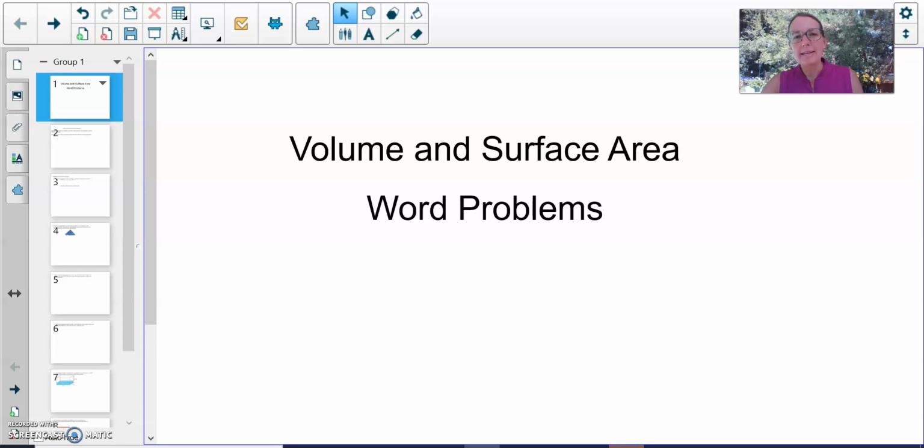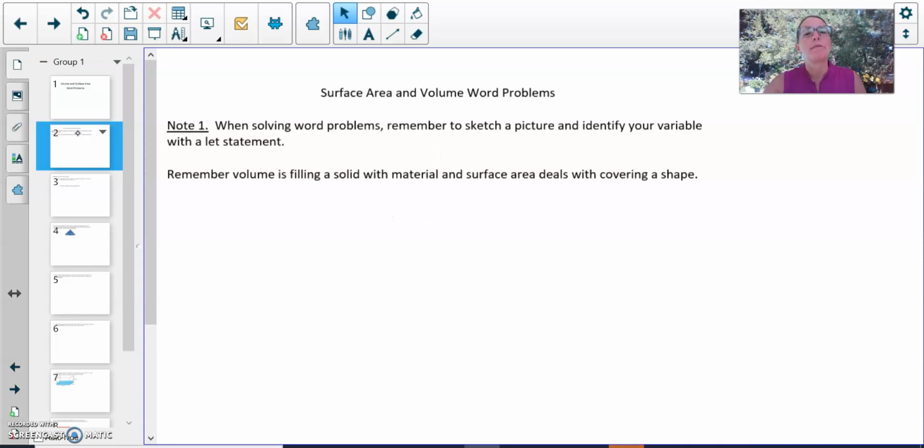Hi everyone, in this video we're looking at volume and surface area word problems. When solving word problems, remember to sketch a picture and identify your variable with a let sentence. Remember, volume is filling a solid with material, and surface area deals with covering a shape.